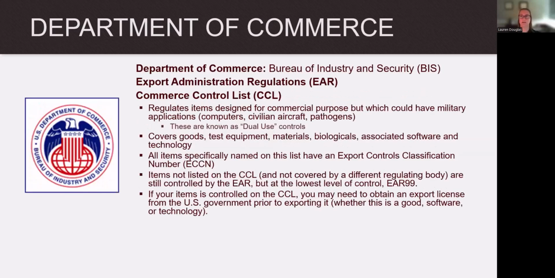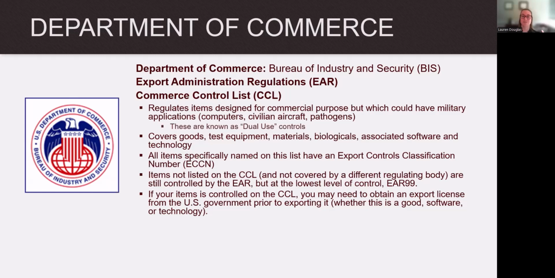The Department of Commerce is where I spend the majority of my time. The BIS administers the EAR, and their list, the CCL, covers the things that are dual use items. They are designed for commercial purposes, but they could have military applications, like civilian aircraft, computers, biological pathogens. And the CCL covers goods, test equipment, materials, biologicals, associated software, and technology.